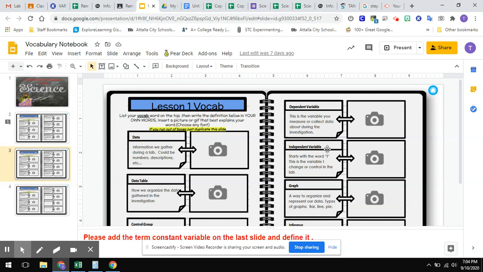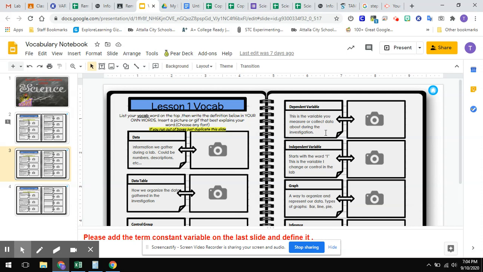So now let's go see the dependent variable. This is the variable that you measure or you collect data about during the investigation. So now let me go back to that same scenario. Does sunlight affect plant growth? Okay, so if the independent variable was the amount of sunlight, and I just told you that the dependent variable is what you're going to measure, well, what am I going to measure in that scenario? I'm going to measure the plant growth. So that's what the dependent variable is.